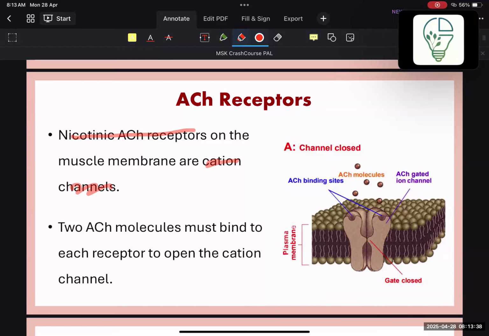And the reason why we call it a nicotinic ACH receptor is because, from the name, both acetylcholine and nicotine are going to interact with this receptor in a similar way. Now, one more important thing you need to know from this slide is that you need two ACH molecules to open this cation receptor. And this is really important. It came in an SAQ for our batch. You need two ACH molecules to open the nicotinic ACH receptor.